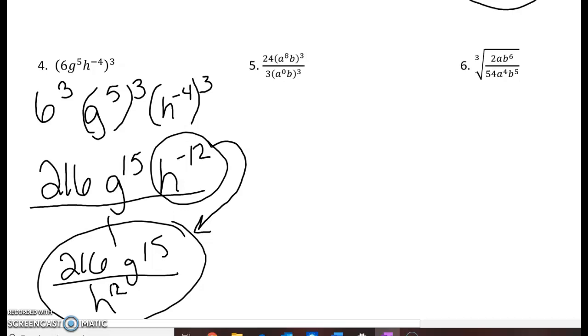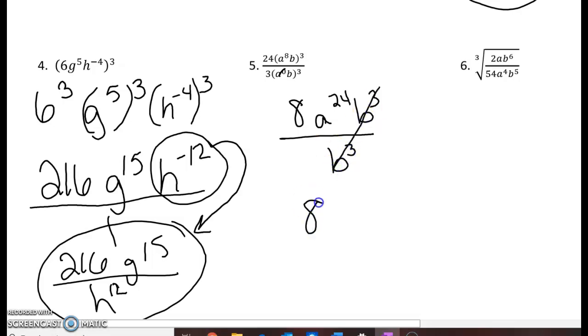On the next one, a to the 0 is just 1. 24 divided by 3 is 8. 8 cubed is going to be a to the 24th. B cubed. And then I have b cubed on the bottom. That's going to simplify, so my answer is just 8 a to the 24th.